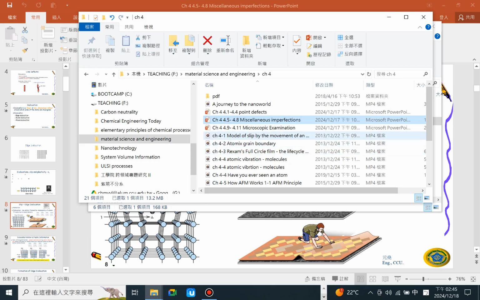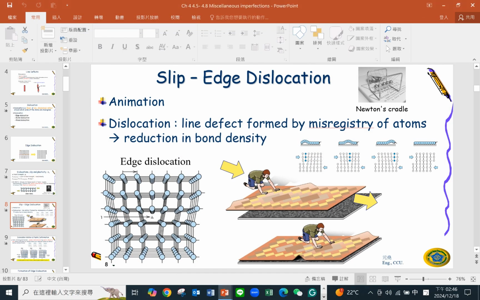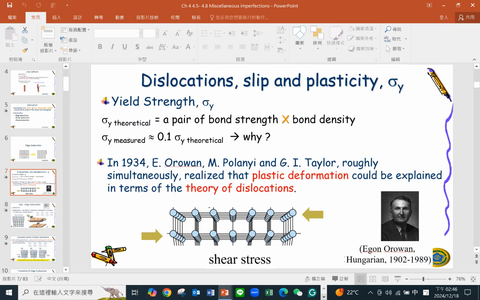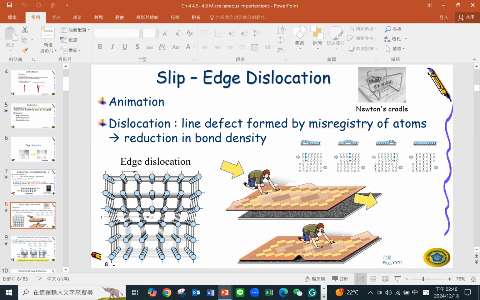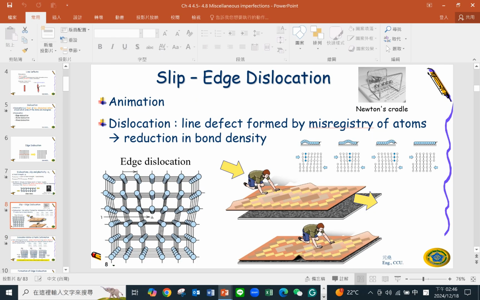This is called the model of the slip by movement of edge dislocation. It's what we call the yield strength. And it takes about 10% of the theoretical calculation only. Right? That's because they move in this way, what we call slip.